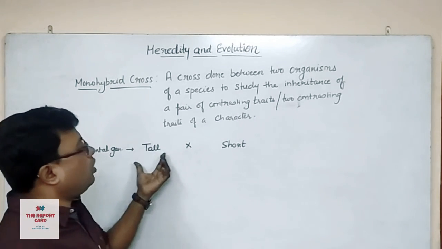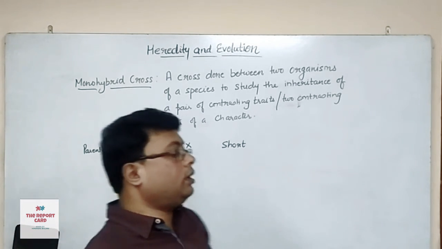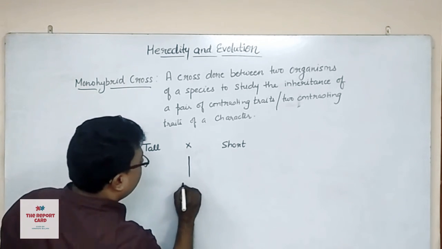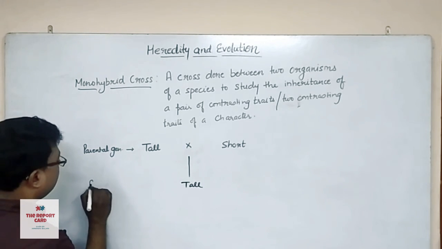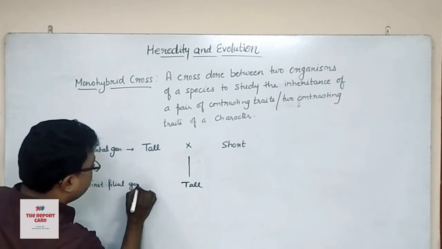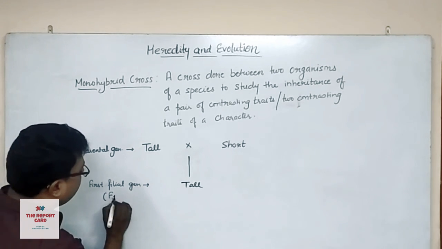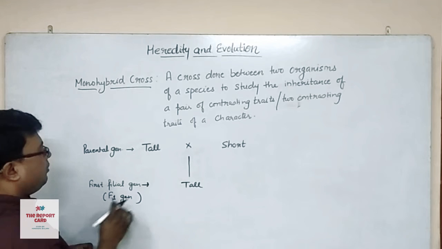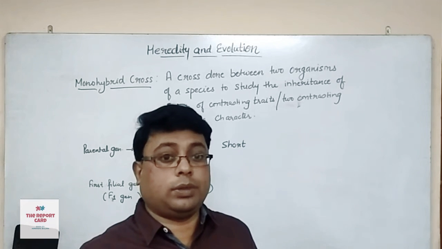So he crossed tall plants with short plants, and then he collected all the seeds, and in the next generation the type of plant that he got were all tall plants, and the next generation is known as the first filial generation. You can also call it the F1 generation. So in the first filial generation, or the F1 generation, all the plants that he got were tall plants, right?